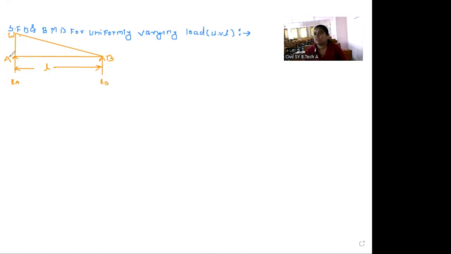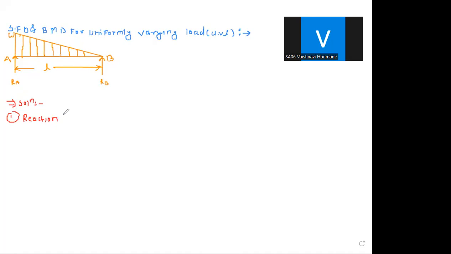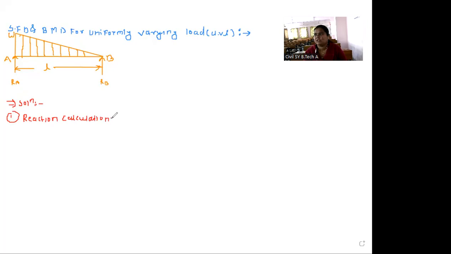So this is the question. The load is applied here and we have to draw the shear force and bending moment diagram for this particular figure. Whenever we solve a problem, what is our step number 1? First, we will calculate reactions. So the first step is reaction calculation.